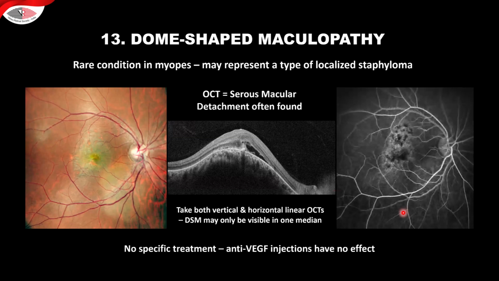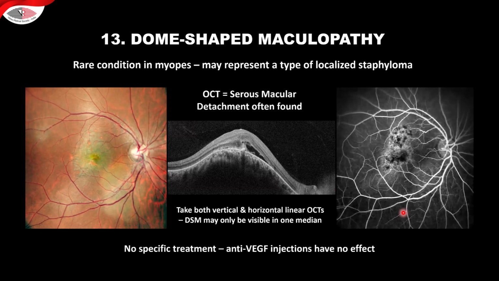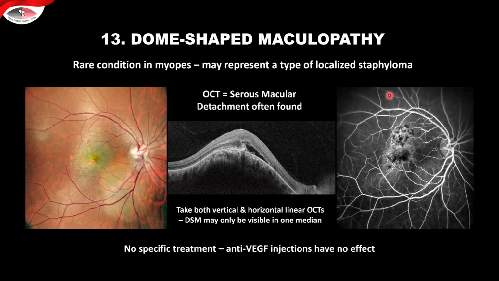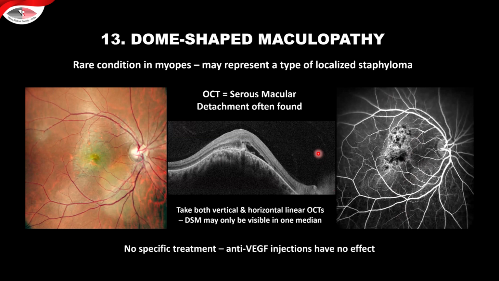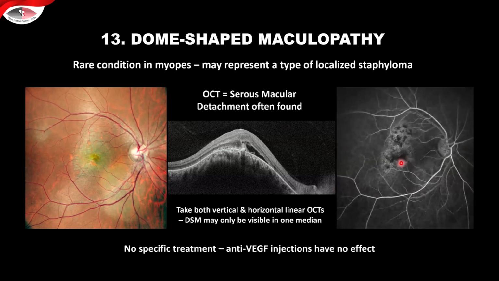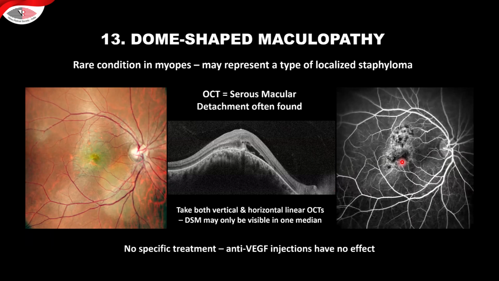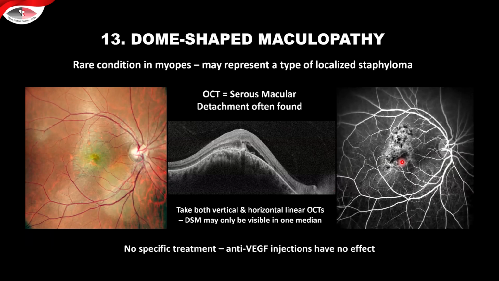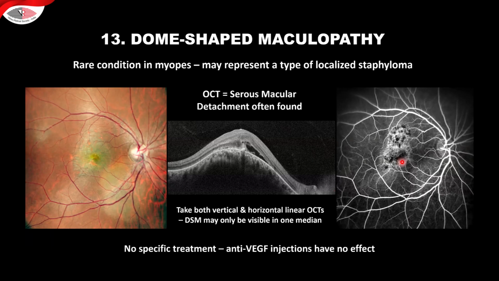Dome-shaped maculopathy, a rare condition, but comes up in myopes, may represent a type of localized staphyloma-like lesion, but with a dome shape. Serous macular detachment is often found alongside, and angiogram may show you mottled areas. It doesn't have a specific treatment as yet, but anti-VEGFs have been used in some situations.